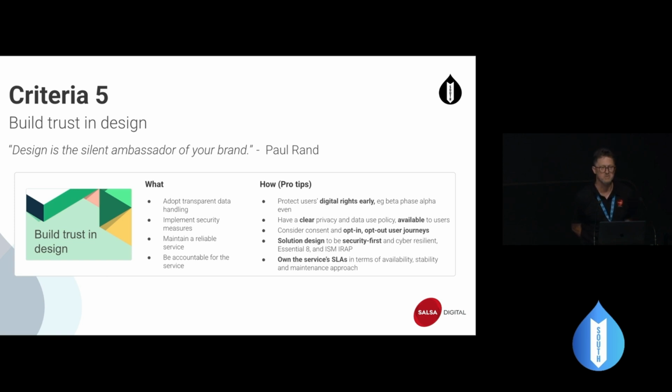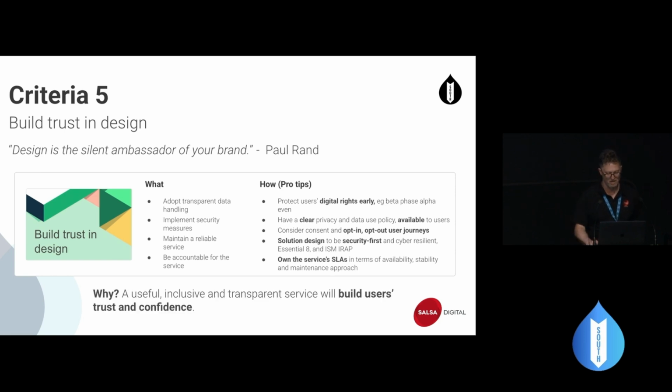Typically in complex projects we have a solution design. This should be security first, and the service should always be secure by design. Maybe Essential 8 or ISM IRAP are in scope and need to be considered. Again, security first. Execute security formalisations and secure ongoing. So why? A useful, inclusive and transparent service will build users' trust and confidence.